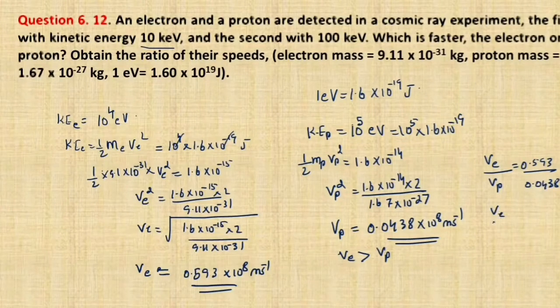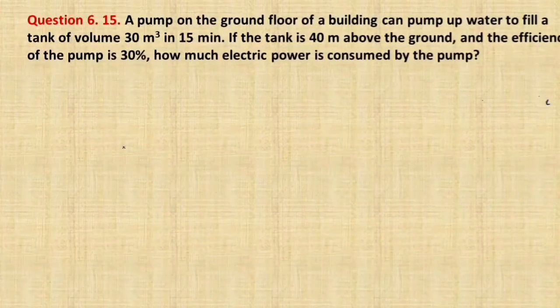So what is the ratio? VE divided by VP is approximately equal to 13.5. That is the ratio between electron velocity and proton velocity. And moreover, we have discussed that the electron is faster than the proton. So let's do question number 6.15.